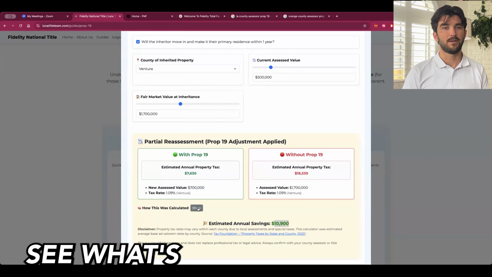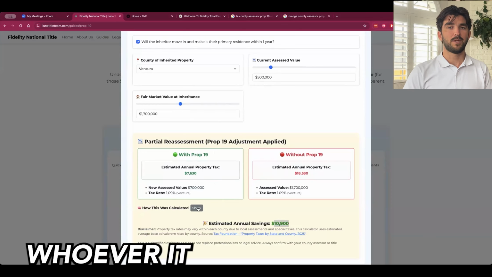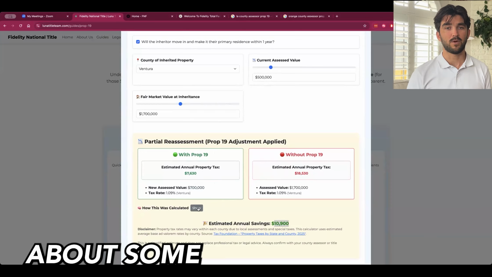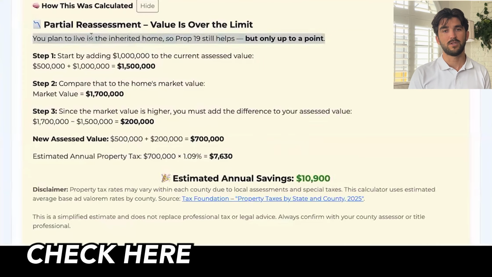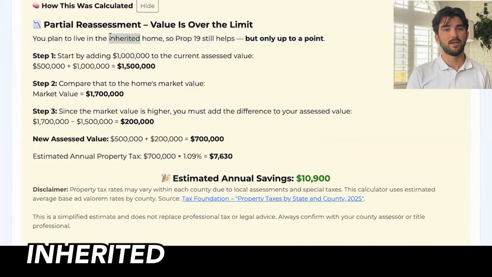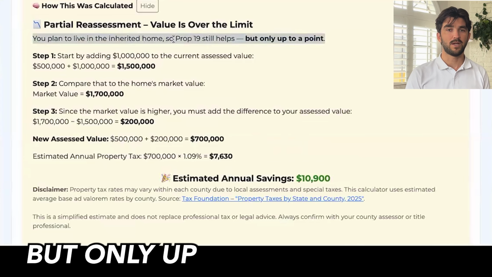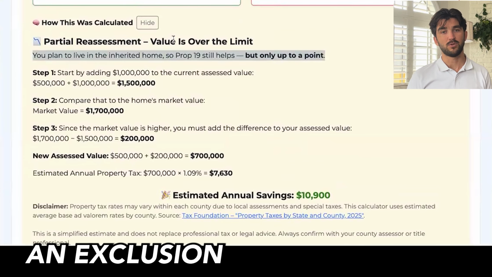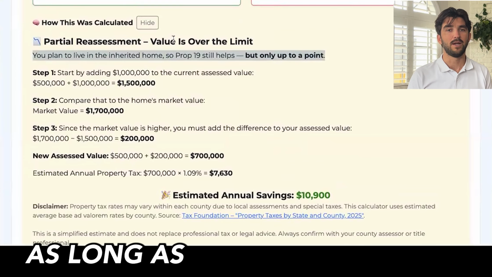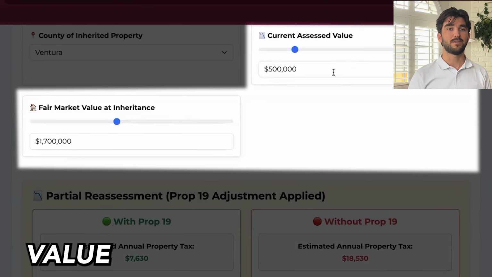Let's look at the math, see what's going on behind the scenes so you can feel more confident when talking to friends, family, whoever it may be that's inheriting a property, and let them know about some of the property tax implications. We'll look at how this was calculated. We have this first check here that they plan to live in the inherited home, which means they're eligible for Prop 19, which helps, but only up to a certain point. In essence, Prop 19 and the assessors provide an exclusion on reassessments as long as the fair market value of the property does not exceed the assessed value by $1 million.